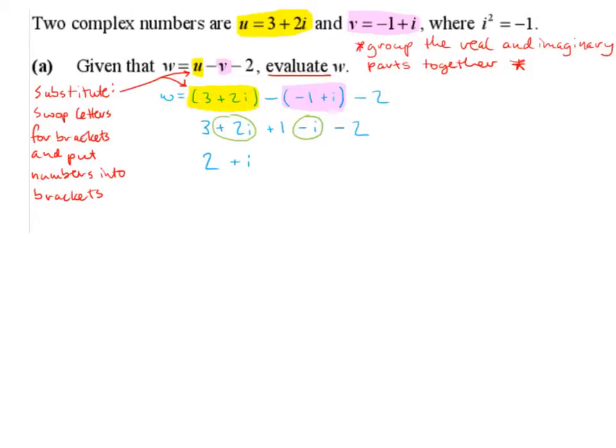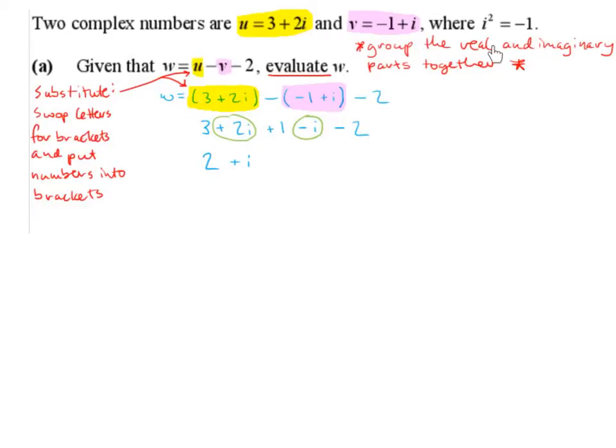The 3 plus 2i has nothing in front of the brackets, so we can just write that down as it is: 3 plus 2i. Minus minus 1 is plus 1, because a minus multiplied by a minus is a plus. And minus plus i is going to be minus i, because a minus multiplied by a plus is a minus. Then we bring down the minus 2.